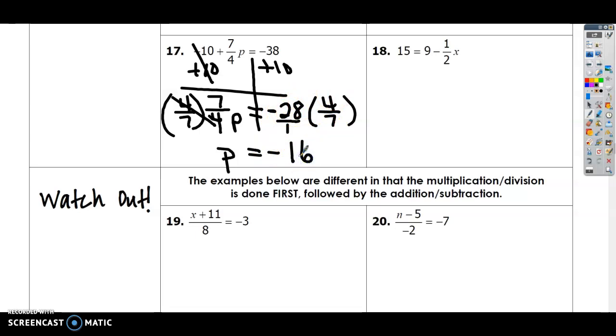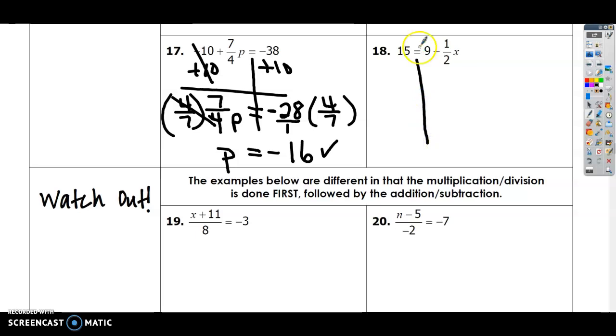All right, and this one you can check: 7/4 times negative 16. Thinking that's negative 28. Might want to check me on that. And then minus 10 would be negative 38. So yes, that appears to work.